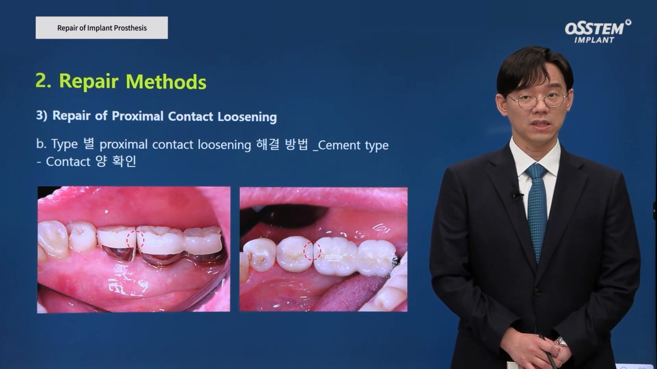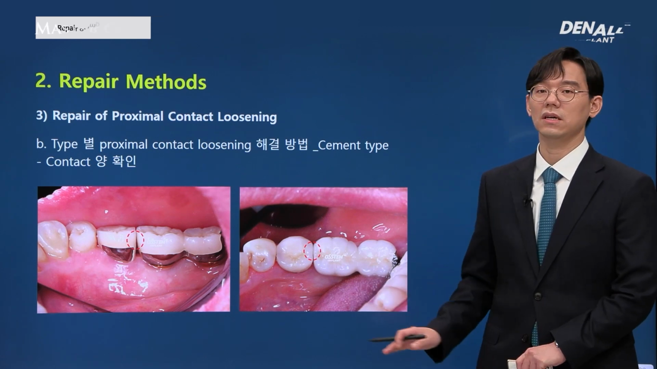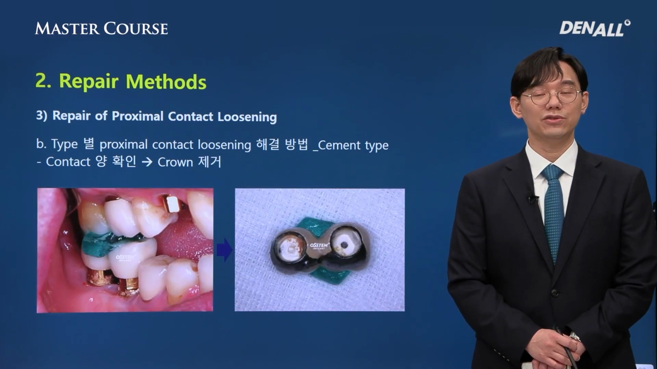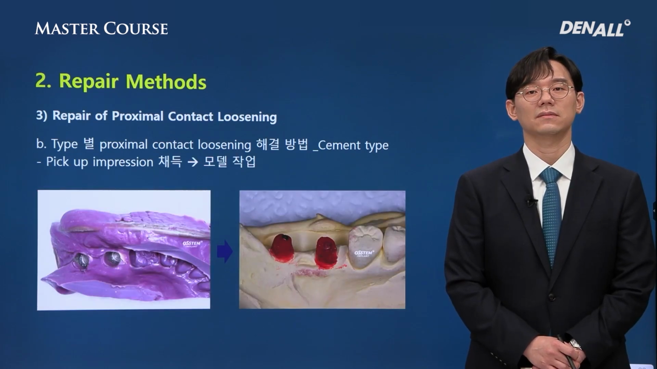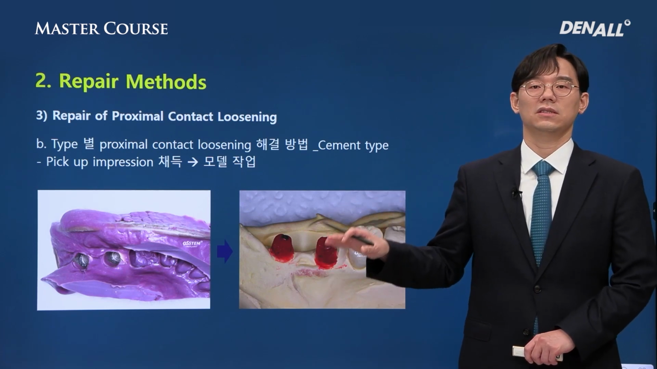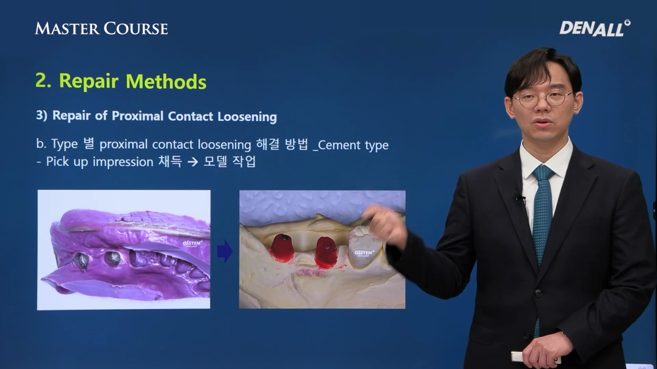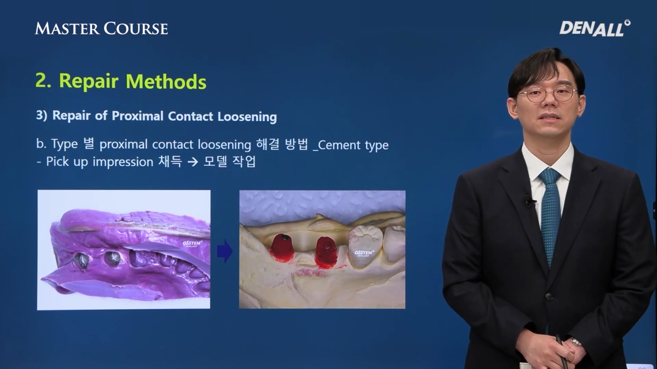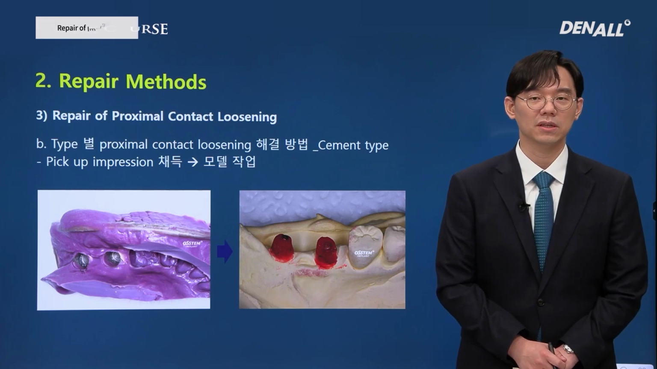If there's contact loosening in a cement-type prosthesis, you need to check the amount of contact loosening. If possible, you need to retrieve it first. After that, you reposition the prosthesis, and when you take a pickup impression, the impression is taken with the prosthesis in the impression body. Using this, a model is made and contact is added.